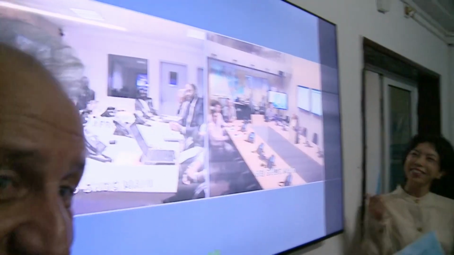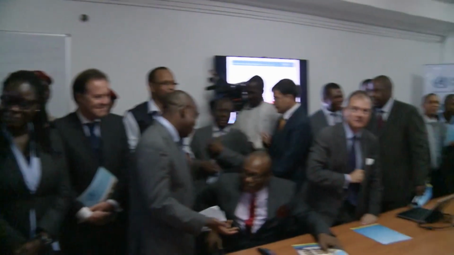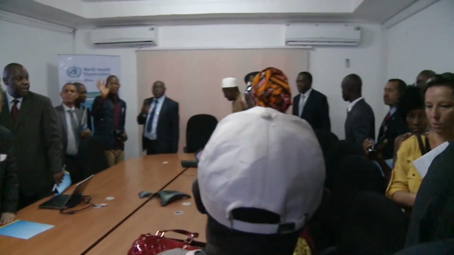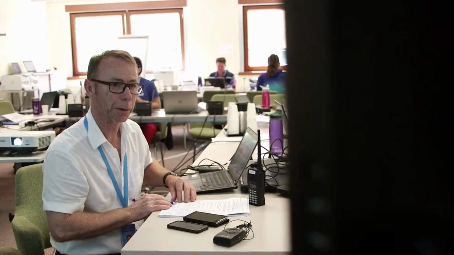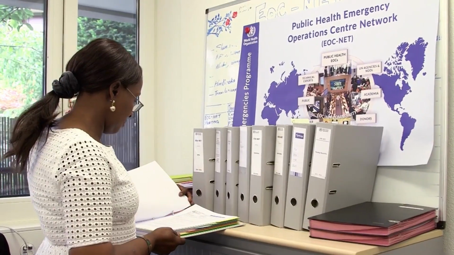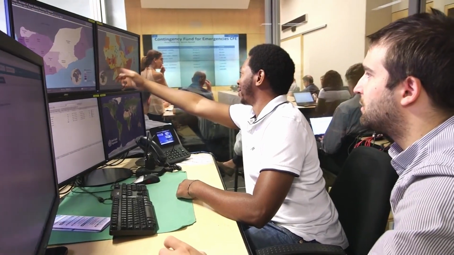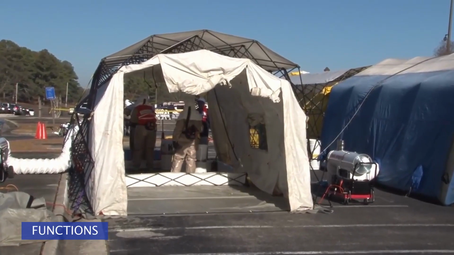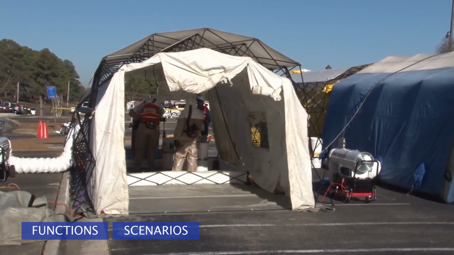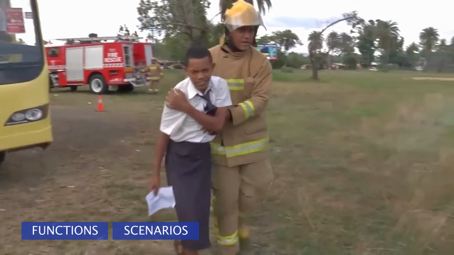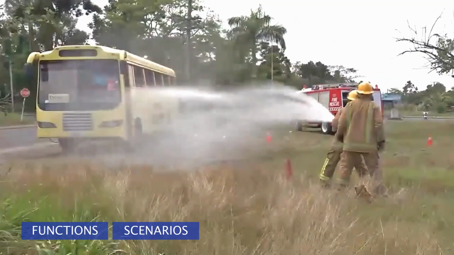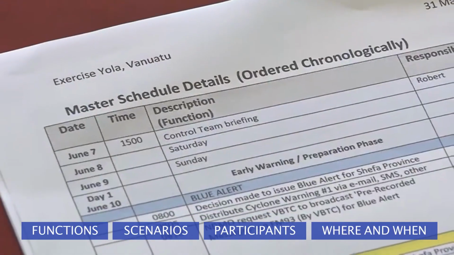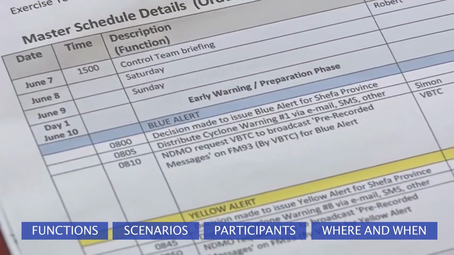The available resources, stakeholder buy-in, and local environment will also dictate the type, scale, and scope of the exercise. For each exercise type, similar elements need to be considered. So, what functions need to be exercised? And which emergency scenario is the best fit for exercising these functions in the given context? Who will participate? And where and when is the exercise taking place?